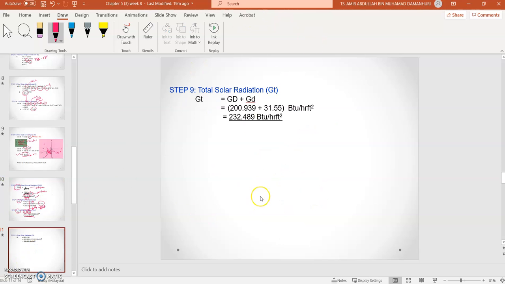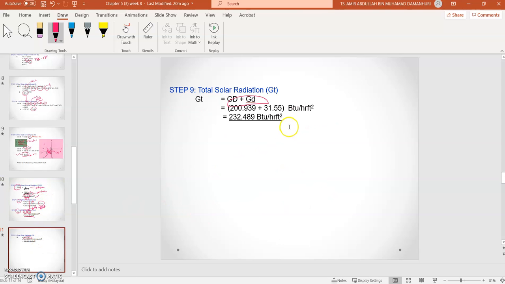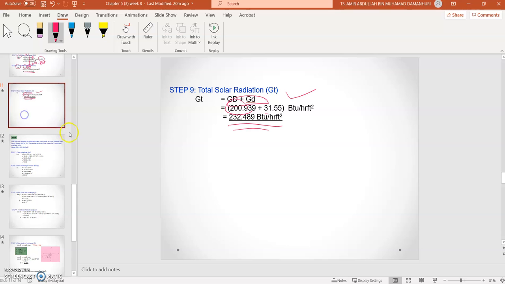So the next one, we have to find the total solar radiation. Since there is no reflected radiation or anything, we just directly add the direct radiation and then the diffuse radiation to find the total solar radiation. So the GD is 200.939 plus 31.55, and then you get the answer of total solar radiation. Right? So this is the first example. So see you next video for the second example.